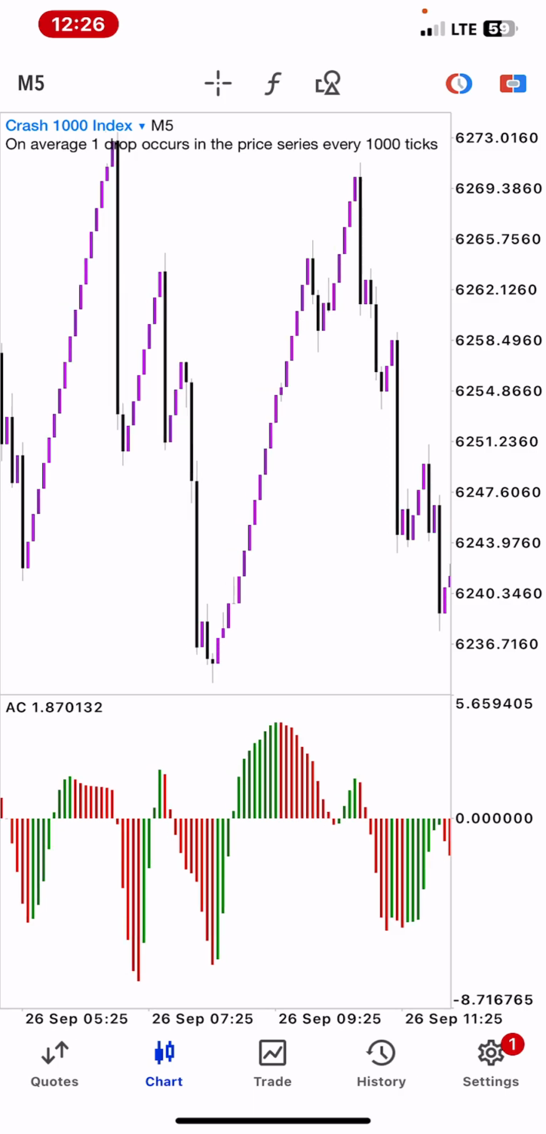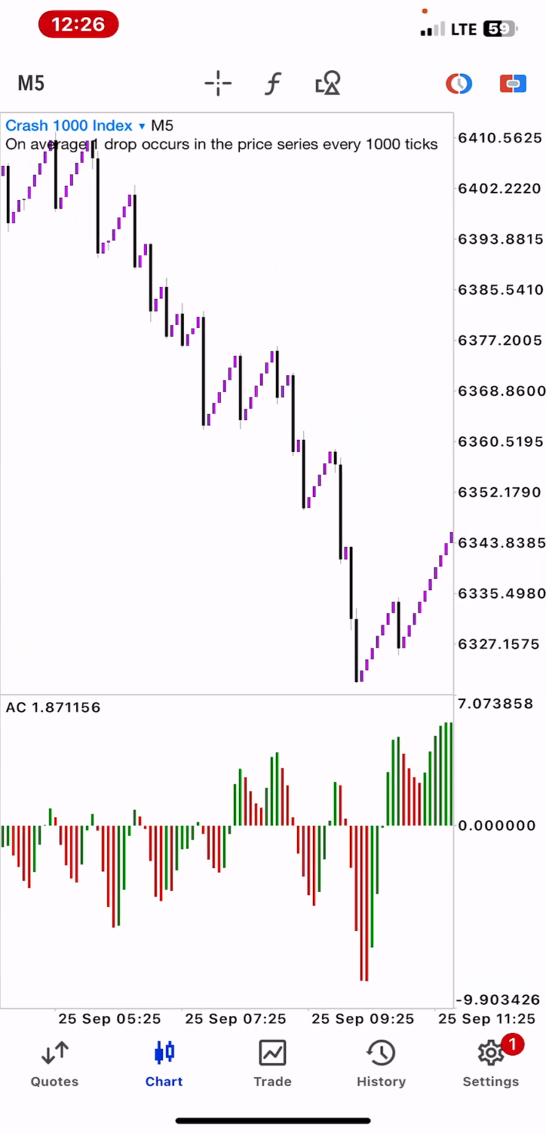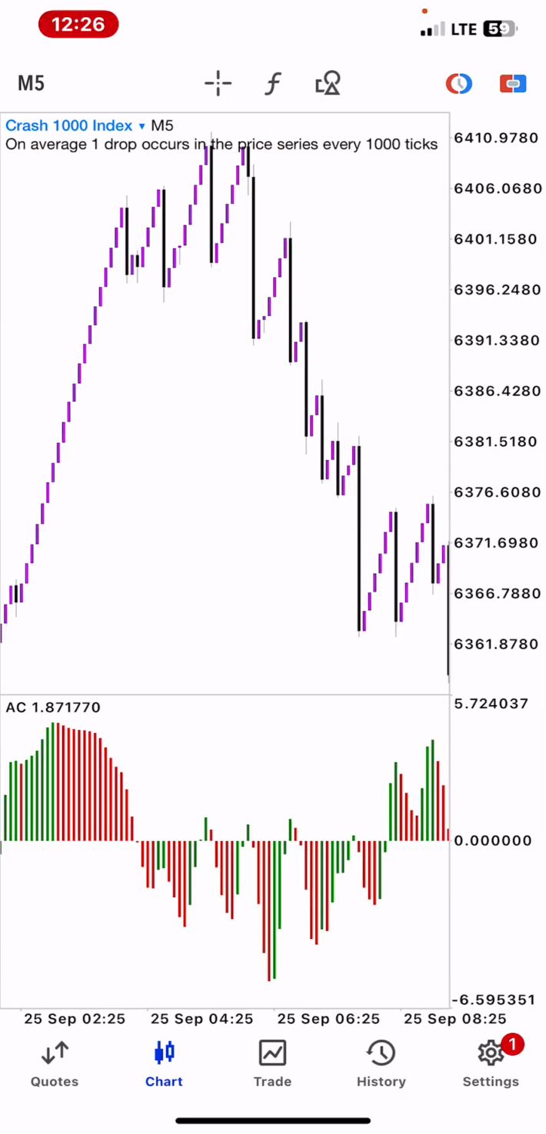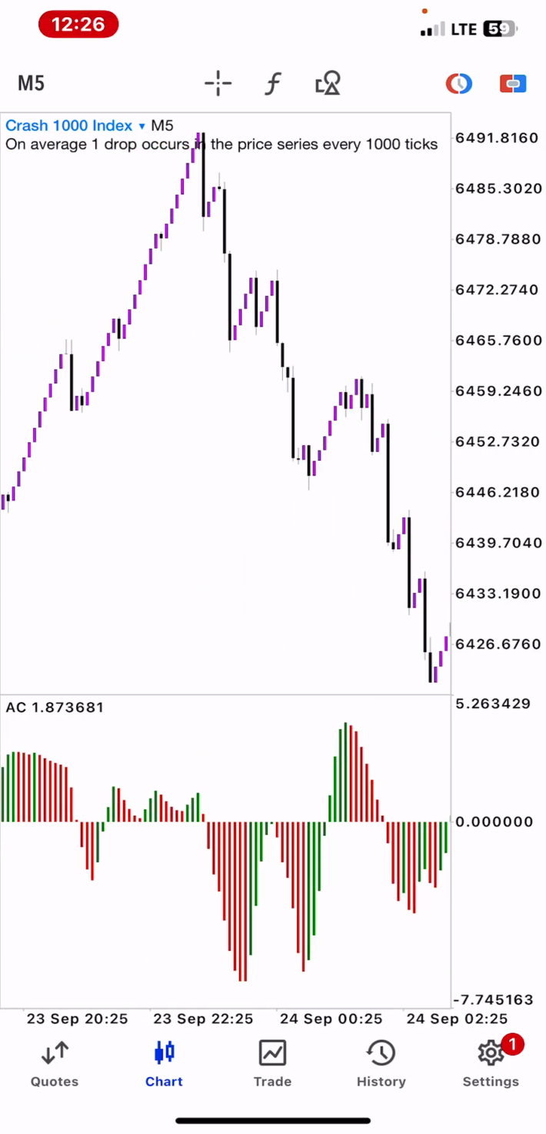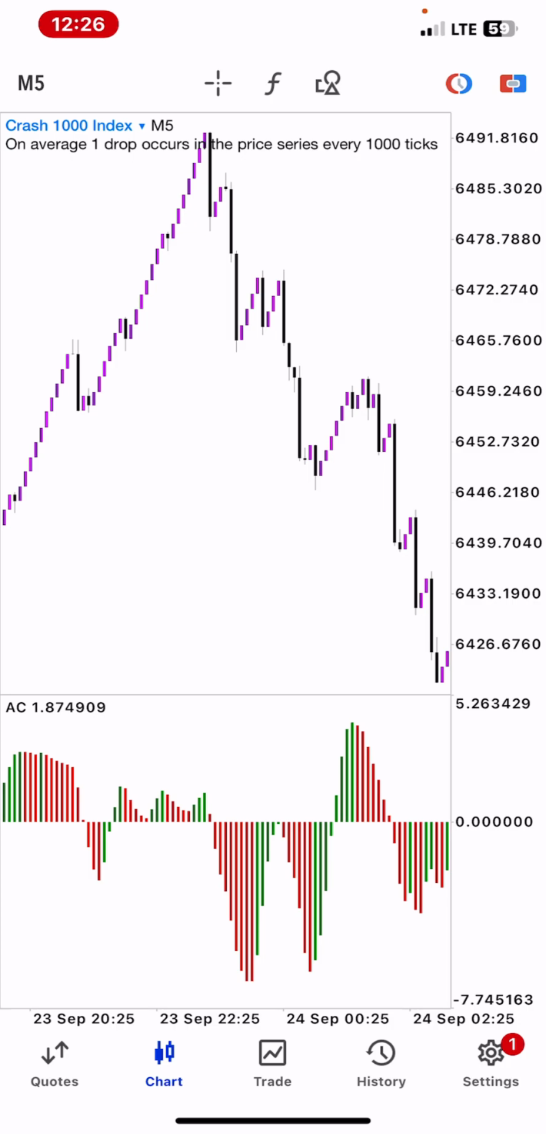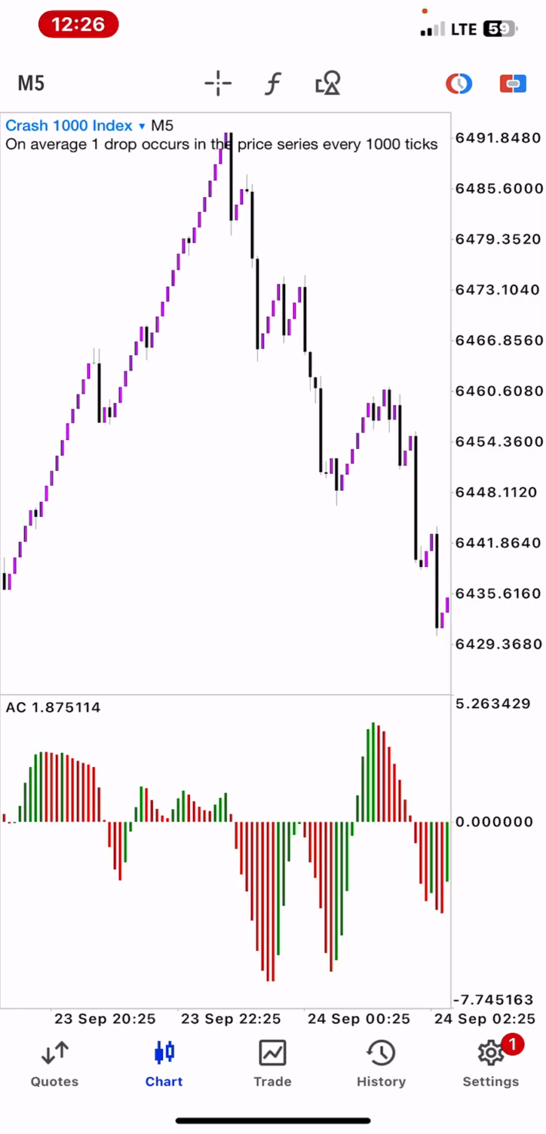So what I explained on Boom applies to Crash as well. Just that it is the opposite of Boom. It's the opposite of Boom. So I'll be showing you this quickly.